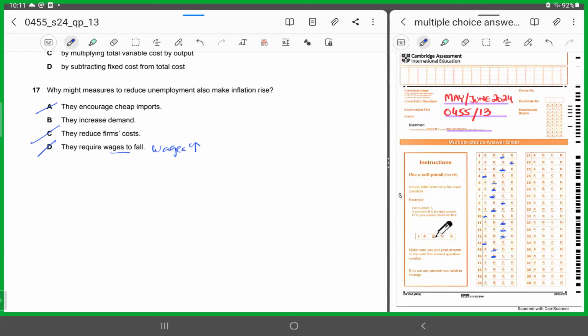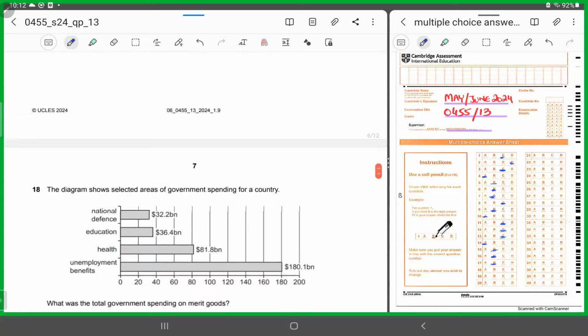Why? Because it's talking about too much money chasing too few goods. What happens when you're reducing unemployment? You're increasing the aggregate supply. When you're increasing the aggregate supply, what if the demand for products increases faster than the available supply of goods? What happens? Too much money chasing too few goods. As a result, inflation would also rise simultaneously. Hence, for MCQ number 17, B is the correct answer. I hope it's clear. Let's move on to number 18.